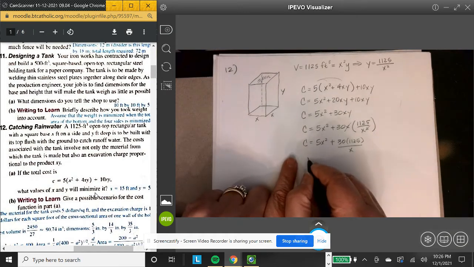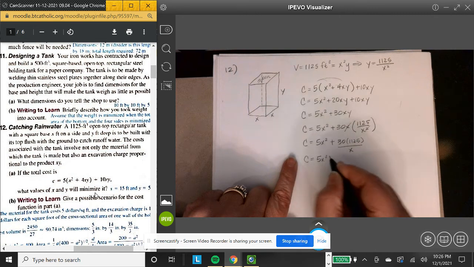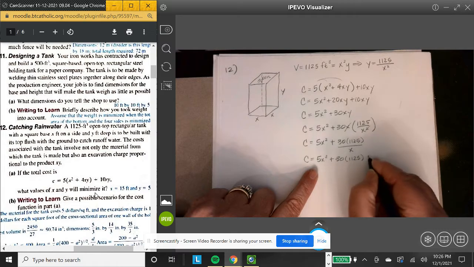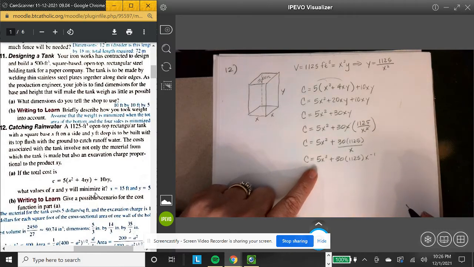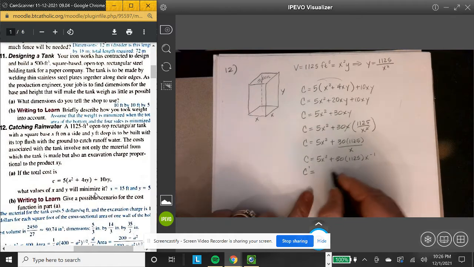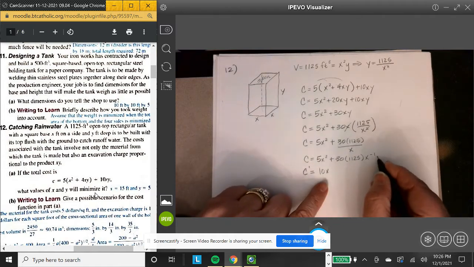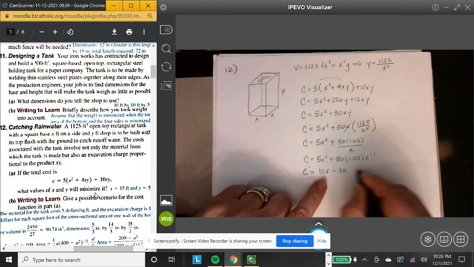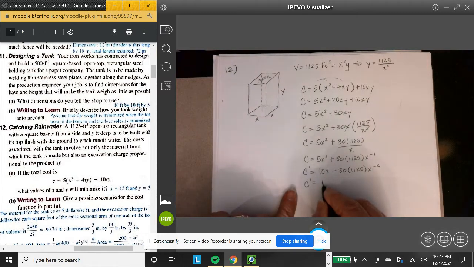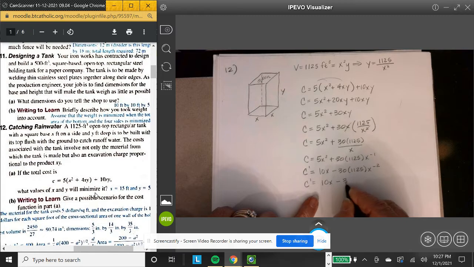Okay. So C equals 5x squared plus 30 times 1,125 x to the minus 1. Right, because I can do that. And I'm going to take the derivative now. Cost prime is going to be 10x. Now bring this down, minus 30 times 1,125 x to the negative 2. Putting things where they belong, I'm going to get 10x minus 30 times 1,125 over x squared.